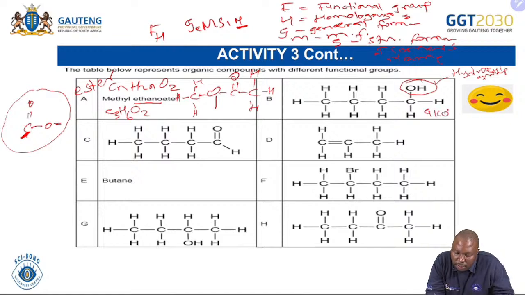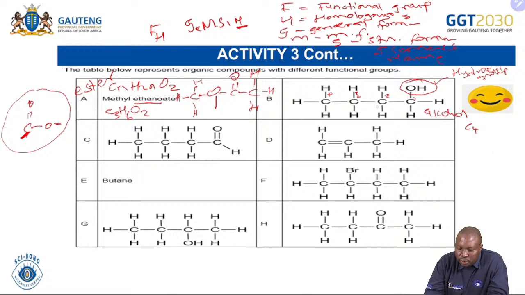It's an alcohol. What is the general formula? You are counting how many carbons: 1, 2. You always number from where we have the functional group, which is the OH. So this will be 1, 2, 3, 4. So that will be C4.